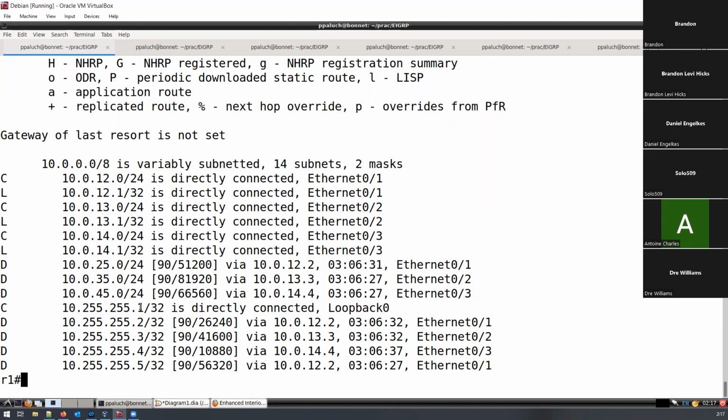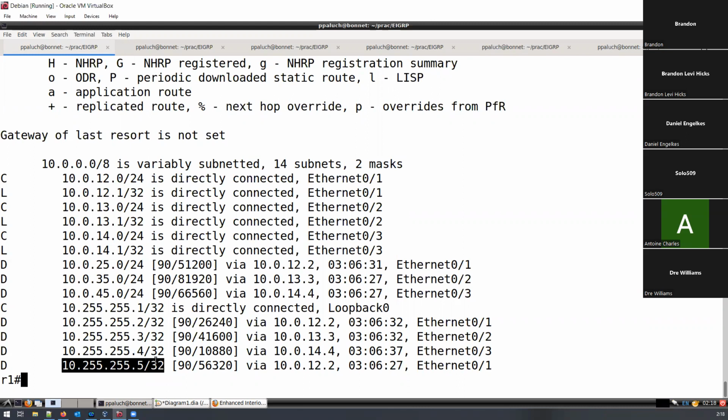And the last byte, or the last octet, is the number of the router. So each of these loopbacks here belongs to the respective router. This is from R1. That's why, because I'm standing on R1, this is the directly connected. And then I have the loopbacks from the remaining 4 routers that came from the EIGRP.